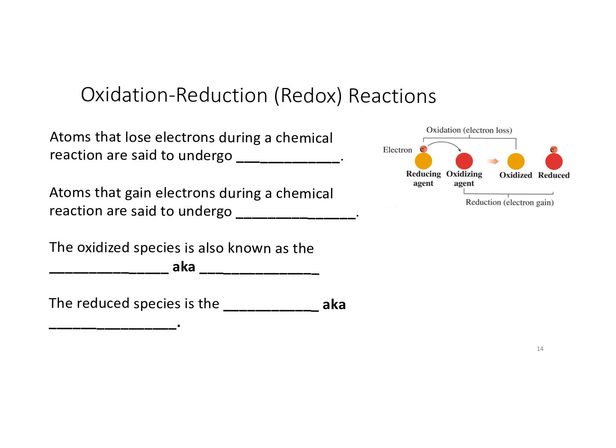So when we have oxidation reduction reactions, we have an atom that will lose an electron and an atom that will gain an electron. So basically, this type of reaction is a transfer of electrons. Atoms that lose electrons during the reaction are said to undergo oxidation. I'm going to color coordinate here. We have oxidation happening here, which is electron loss.